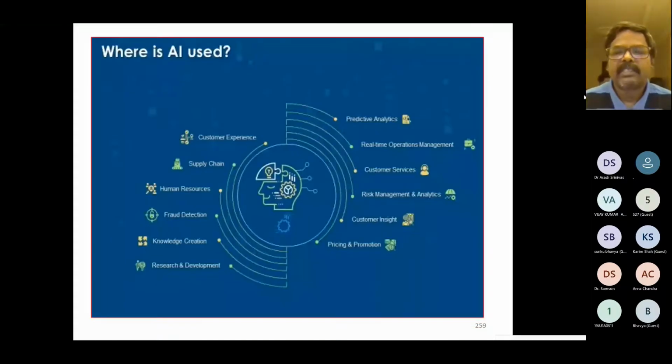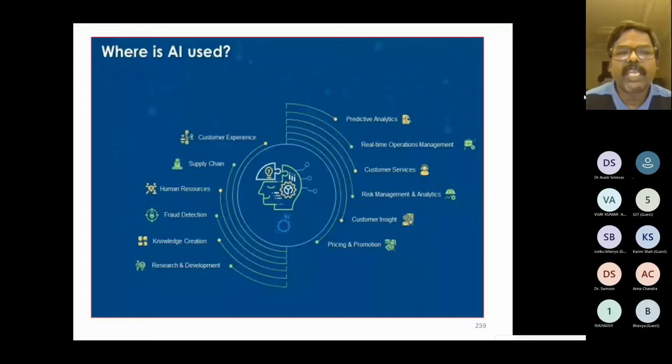So where is AI used? AI is used in predictive analytics, real-time operations management, customer services. Wherever automation, customers and data are there, we are using AI. Risk management and analytics, customer insight, pricing promotion, customer experience, supply chain management, human resource management, fraud detection, knowledge creation, research and development. These are the various domains where we are using artificial intelligence.